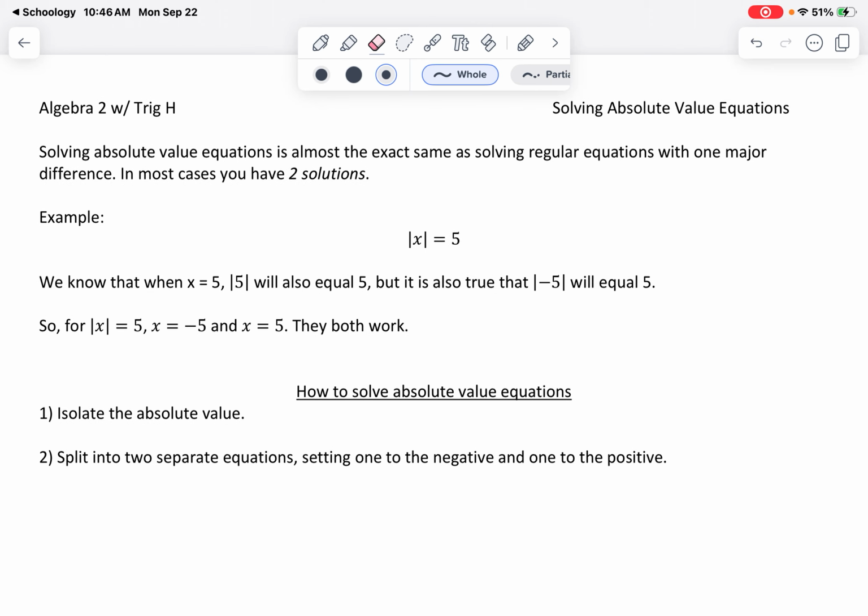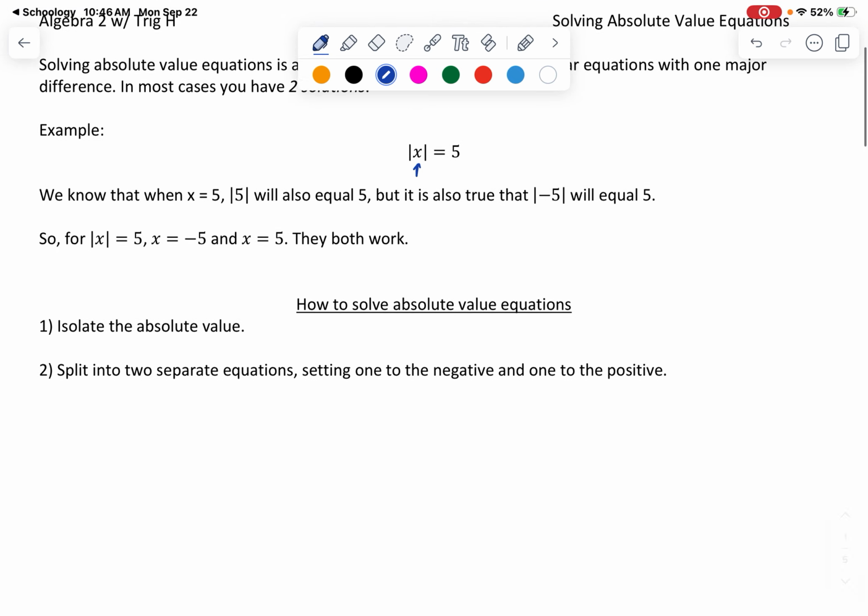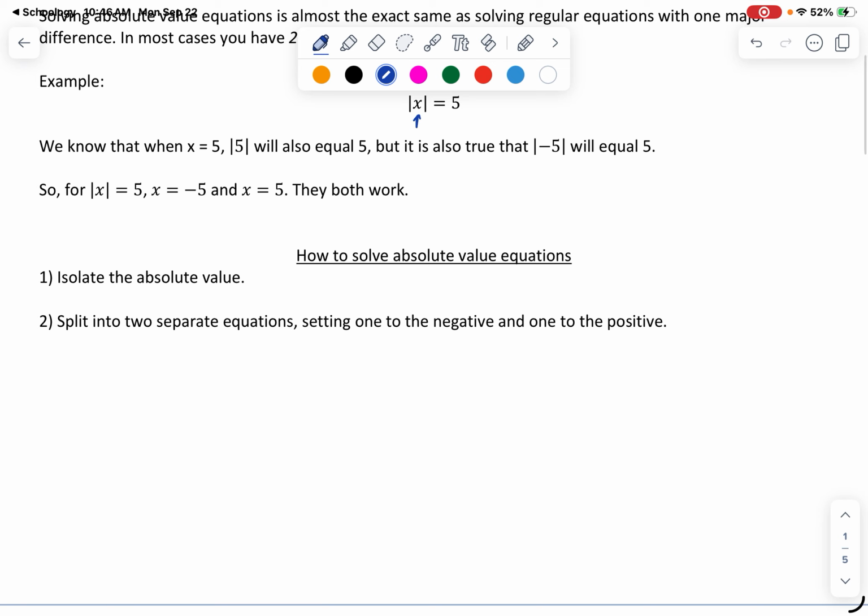So we know that when x is equal to 5, the absolute value of 5 is also equal to 5. But we also know that the absolute value of -5 is equal to 5. Why is this true? Because the absolute value is the distance from 0, right? Both 5 and -5 have a distance of 5 from 0. Therefore, the absolute value of 5 and -5 is 5. So when you plug it back in, they both work as solutions.